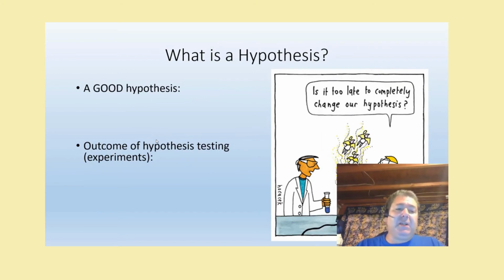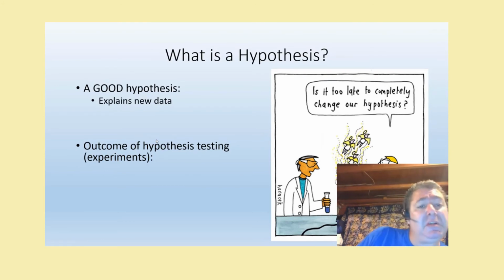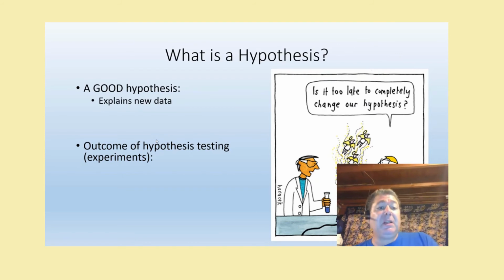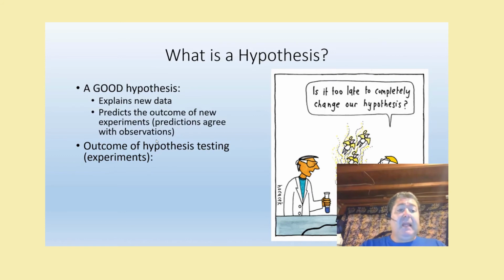So what makes a good hypothesis? First of all, a good hypothesis will explain new data that's been collected or found, or new observations that have come about after your hypothesis was formed. They will also predict the outcome of new experiments. In other words, the predictions agree with the observations. So prediction is a huge thing in the sciences. Having predictive power is huge. It means you are most likely on the right track as far as your hypotheses and stuff like that.